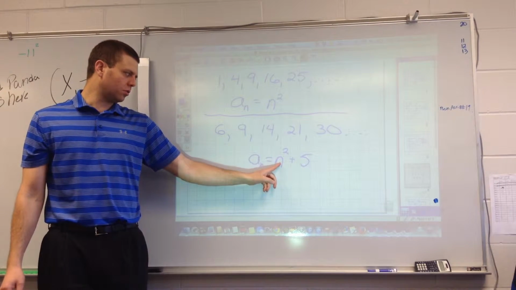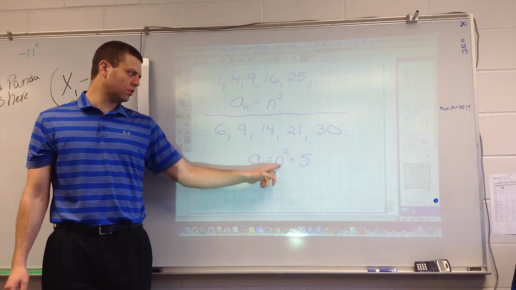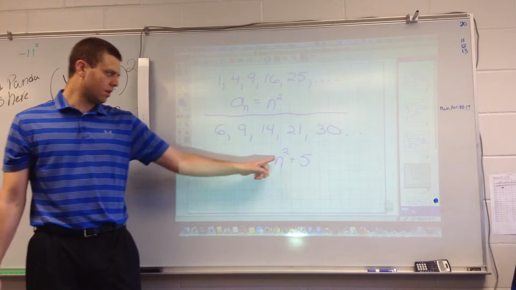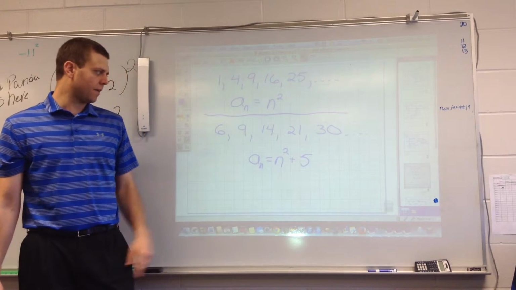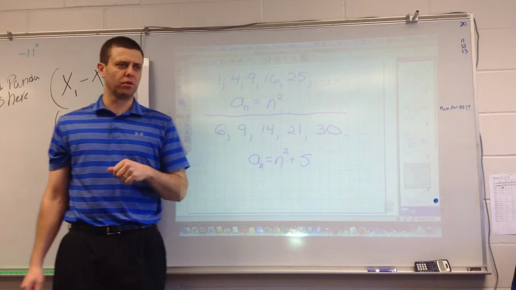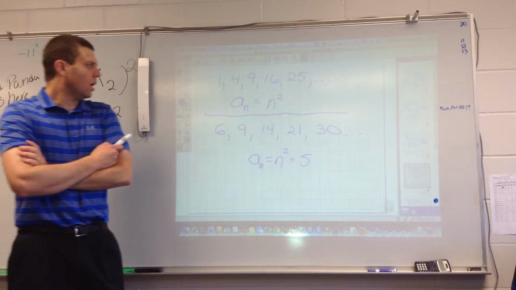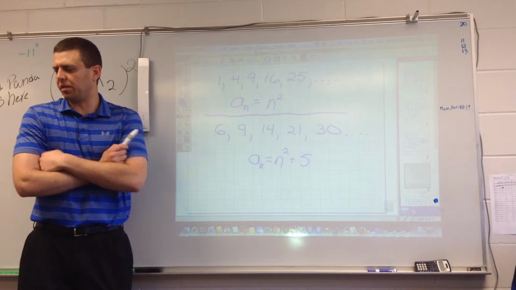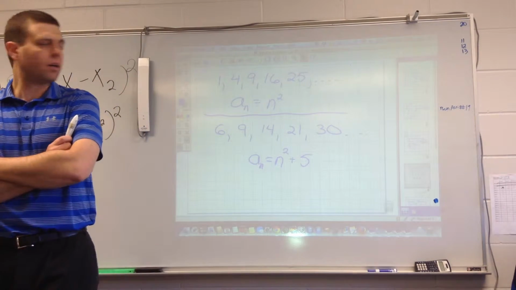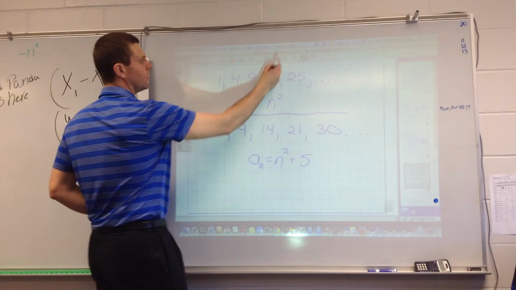Because 1 squared is only 1. I need it to equal 6. So 1 squared plus 5 would equal 6. 2 squared plus 5 would equal 9. 3 squared plus 5 would equal 14. So this would be the rule for this one. So sometimes you might see rules that have n squareds in them too. So just kind of be aware of that. Be looking for those perfect squares.